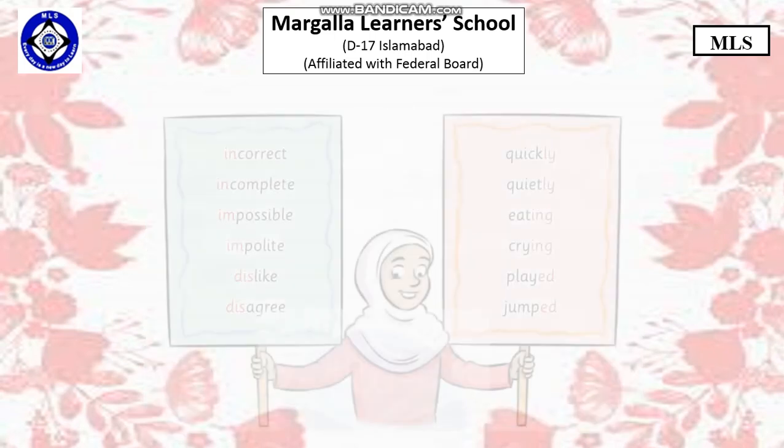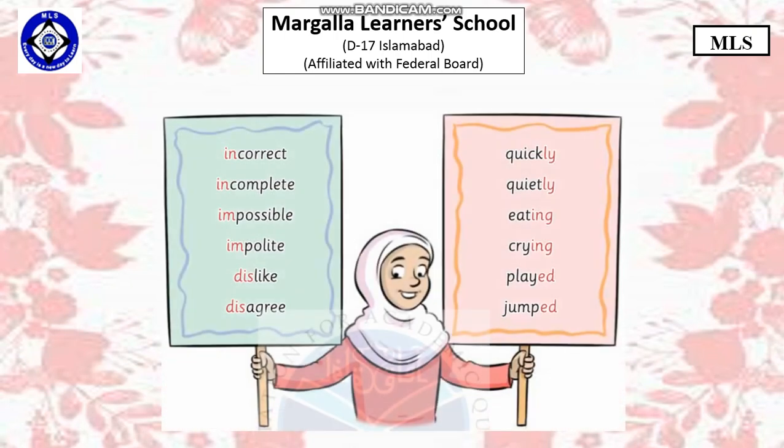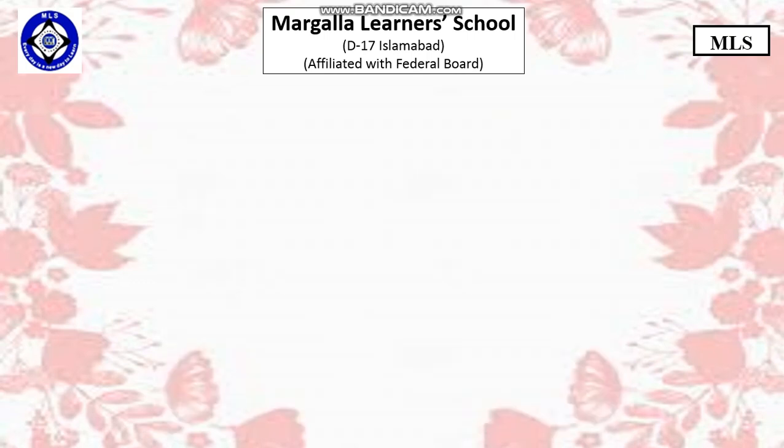Now let's look at the second picture and read the words. Incorrect, incomplete, impossible, impolite, dislike, disagree, quickly, quietly, eating, crying, played, and jumped.